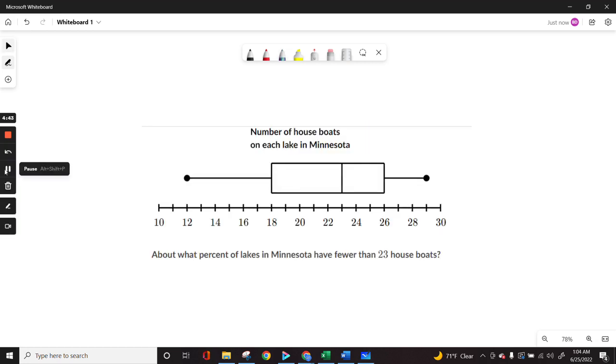So let's look at our first example here. The question says, about what percent of lakes in Minnesota have fewer than 23 houseboats? So if I go to 23, and I draw a line, I'm talking about below it. They want to know about all of this data. What percent would that be? If I look at it, this part of it is 25, and this part is 25. So that means altogether it has to be 50% of the data. So half of the lakes in Minnesota have fewer than 23 houseboats.